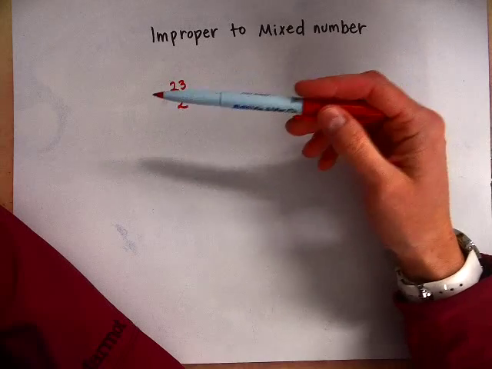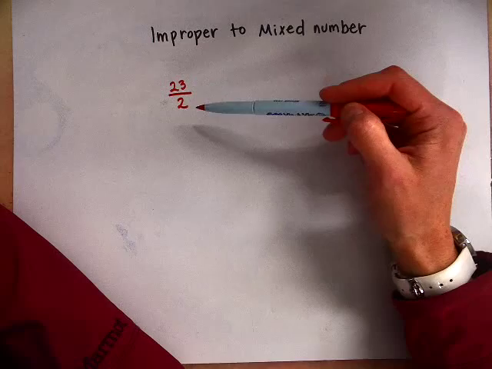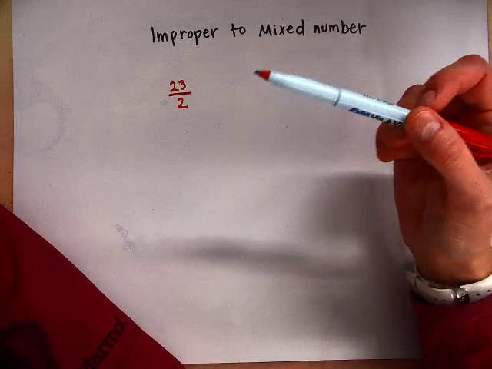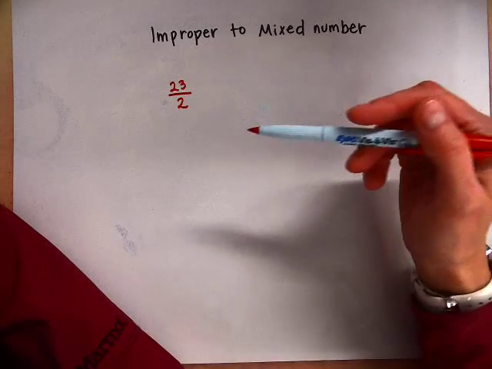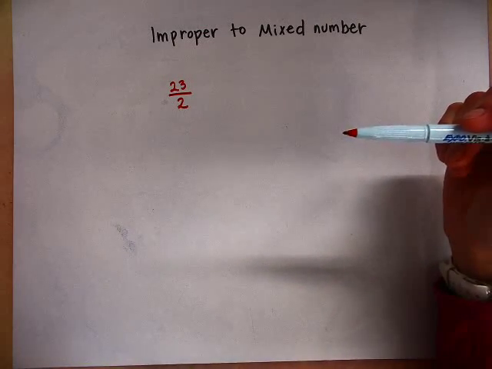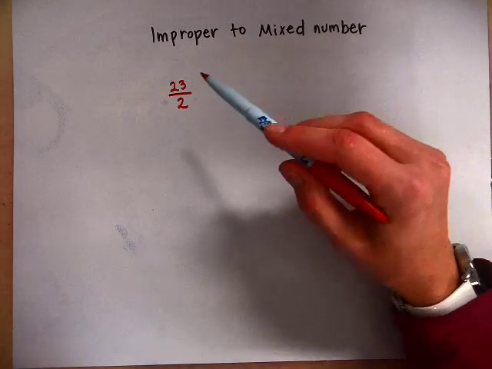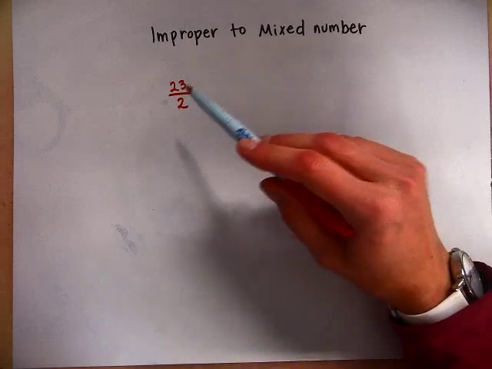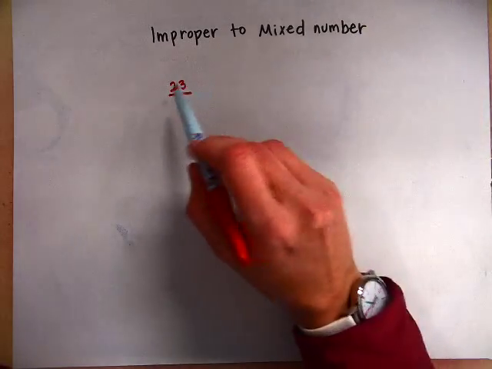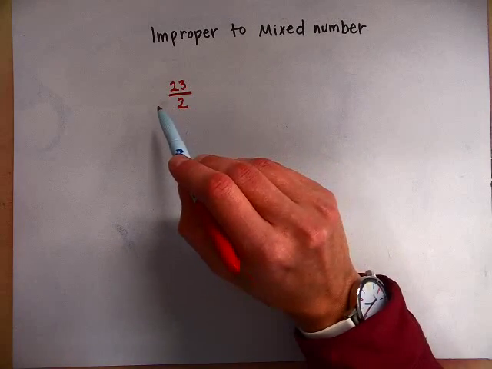So if you're asked to simplify something and you get an improper fraction, that is not considered simplified or reduced. A basic rule with fractions when you're leaving your answer is to always leave it in simplified form. So not to leave an improper fraction as your answer. So what we have here is 23 halves.